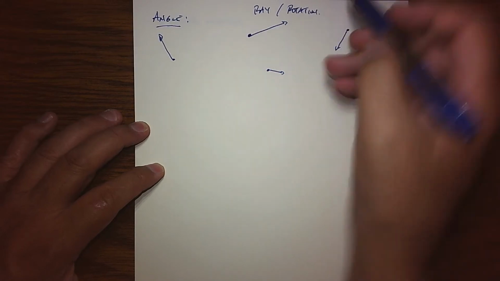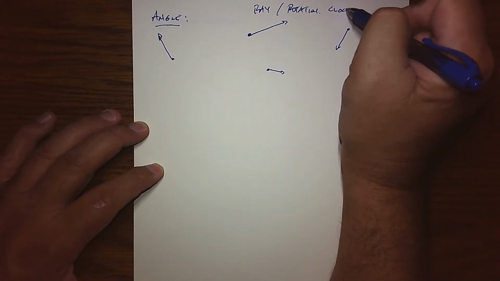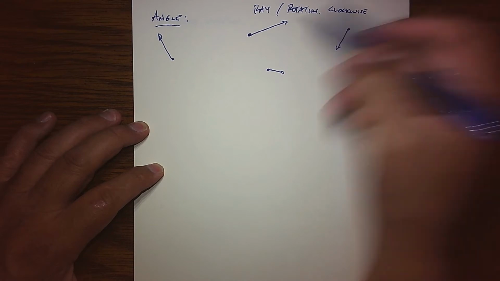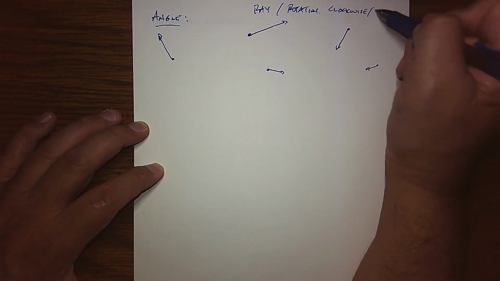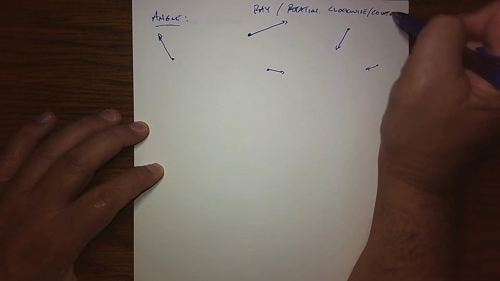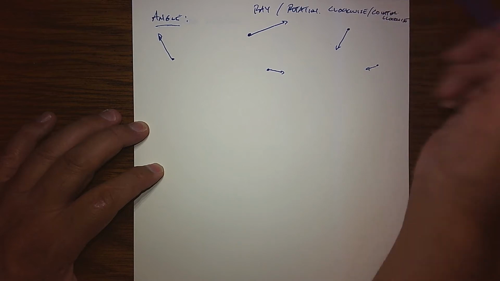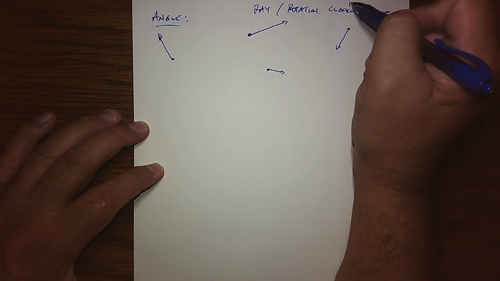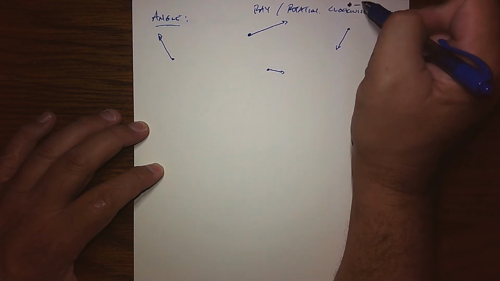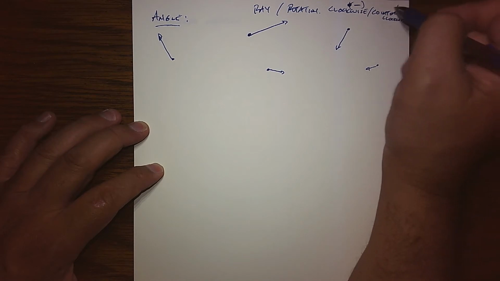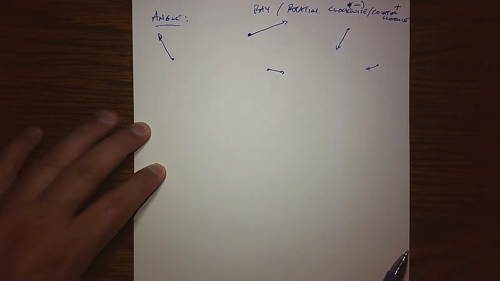Now there are two ways we can rotate. We can rotate clockwise, which is what we're kind of used to doing, starting going in this motion, or we can rotate counterclockwise. It turns out that if you rotate clockwise, that's what we call a negative movement. If you rotate counterclockwise, that's what we call a positive movement.